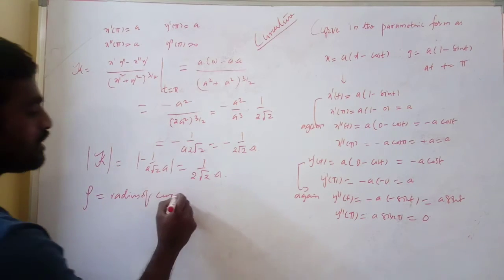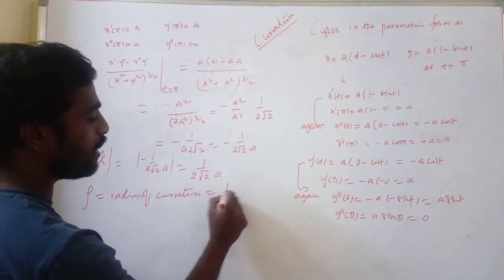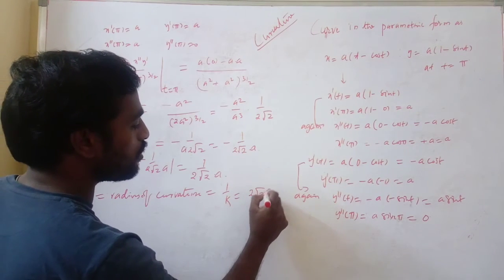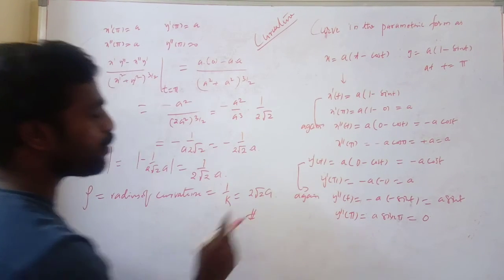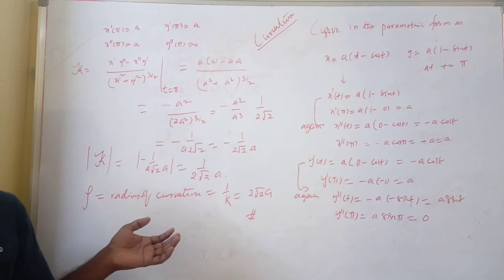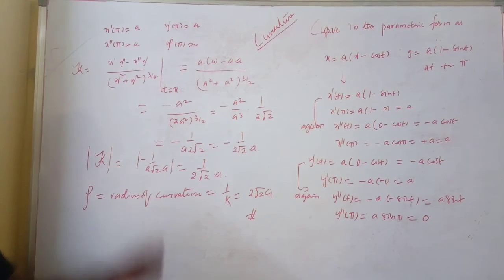Radius of curvature is equal to 1 by k. So 1 by k value is 2 root 2 into a, that is the answer. This is the procedure to determine the curvature of the given curve if it is in parametric form. If it is a parametric form, you should use this formula.